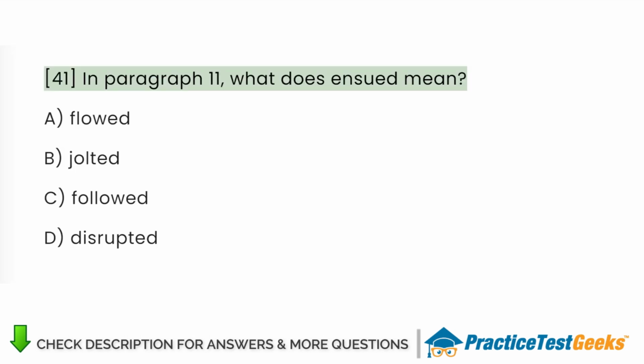In paragraph 11, what does ensued mean? A. Flowed. B. Jolted. C. Followed. D. Disrupted.